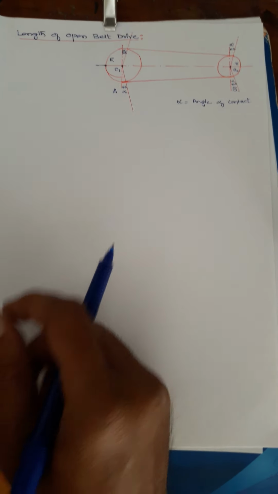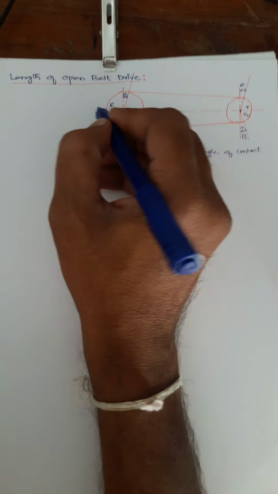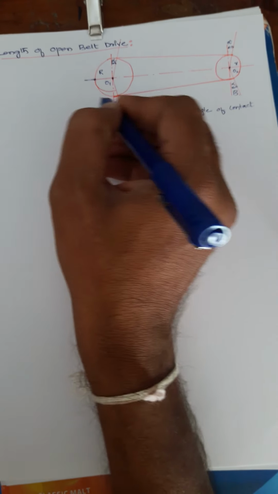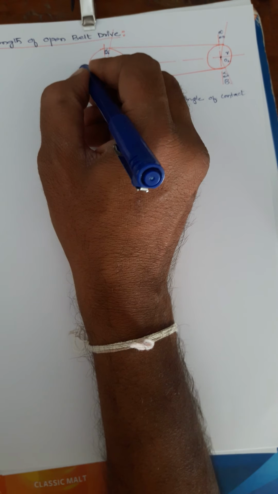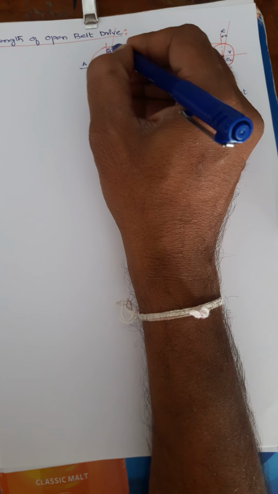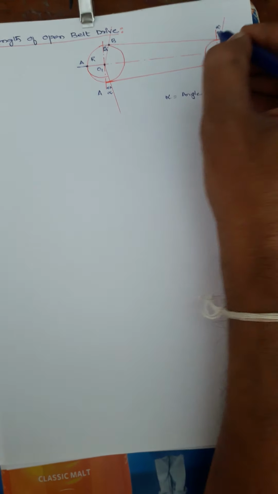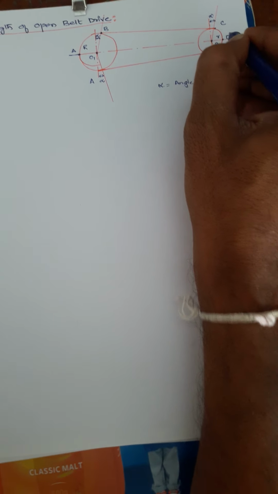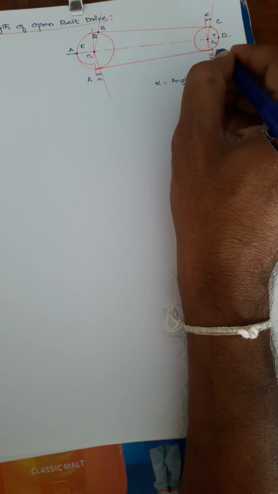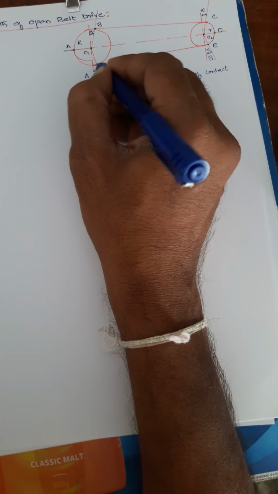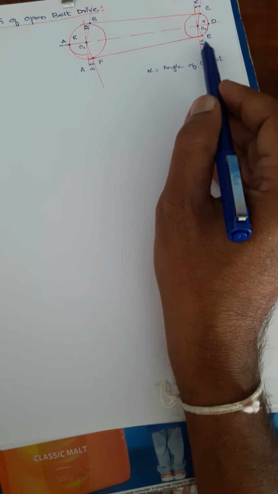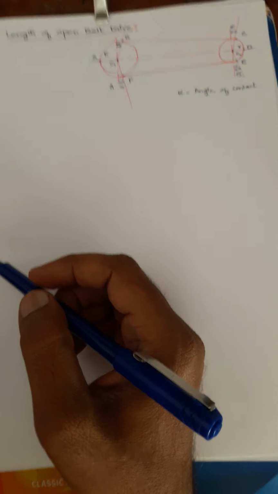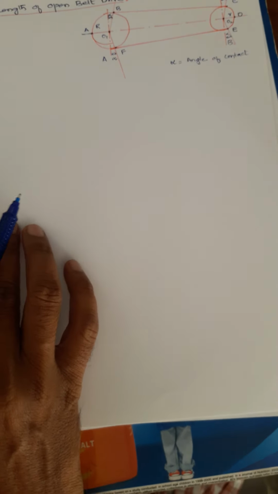So now let us take a few points on the total length of the belt drive. This is point A, where the belt leaves this is point B, and where it touches is point C. This point is D. This point is E. Okay, this point is F. So here I have given the total number of points on the two pulleys.